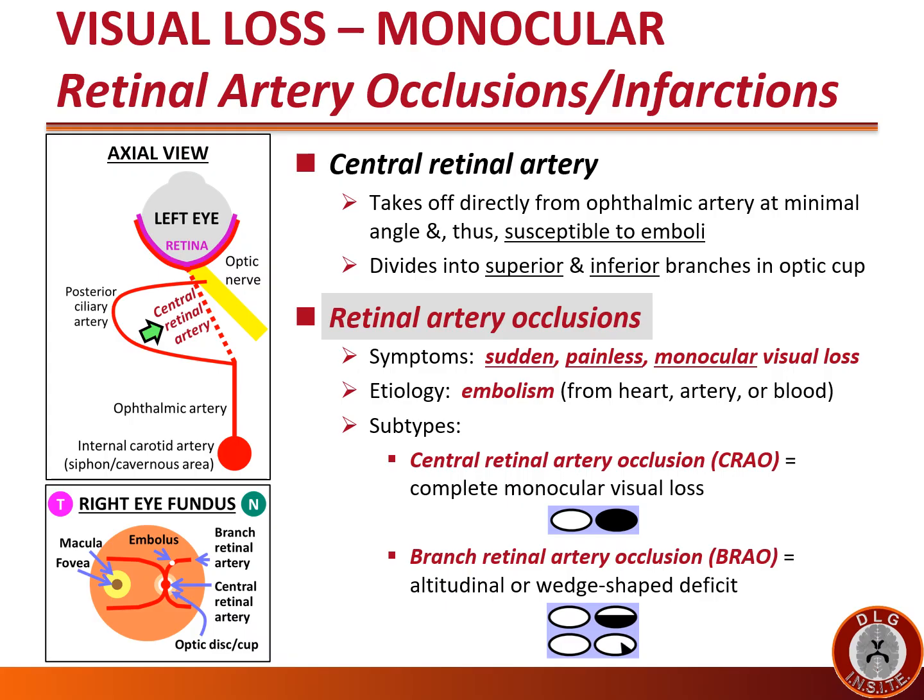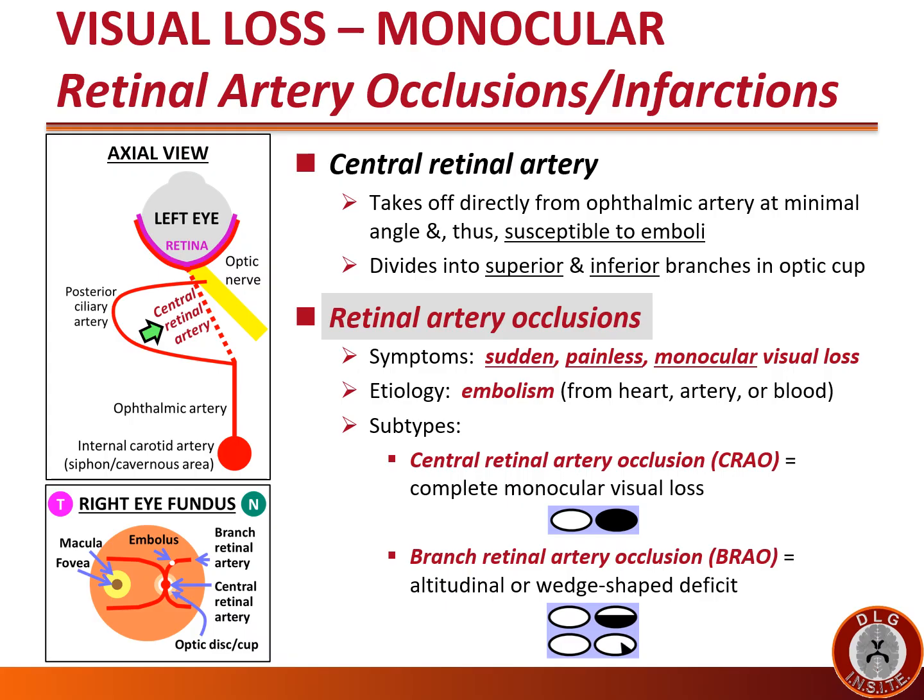One cause of monocular visual loss is retinal artery occlusion or infarctions. And the central retinal artery takes off directly from the ophthalmic artery at a minimal angle and thus is very susceptible to emboli, coming, for example, from the internal carotid artery bifurcation or the bulb, or potentially even from the heart, cardioembolism, or maybe even from hypercoagulable states. The retinal artery within the eye, within the retina, divides into the superior and inferior branches in the optic cup. And that's an important thing to remember as we talk about pathology.